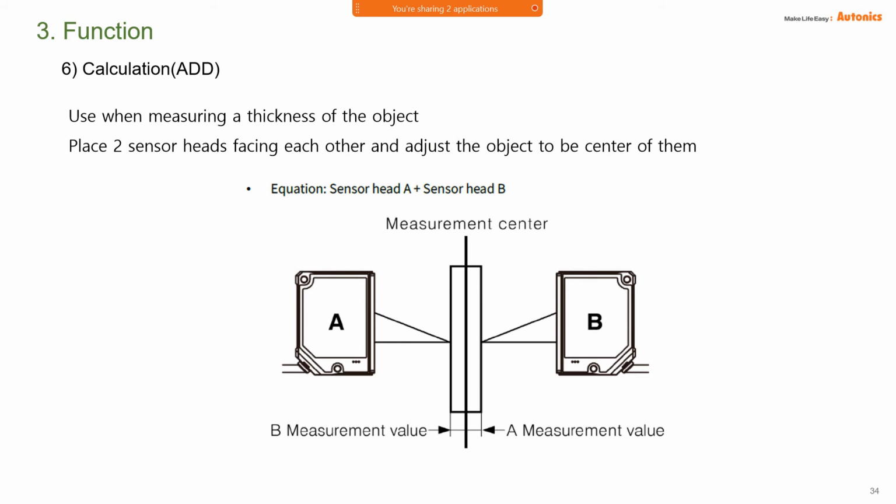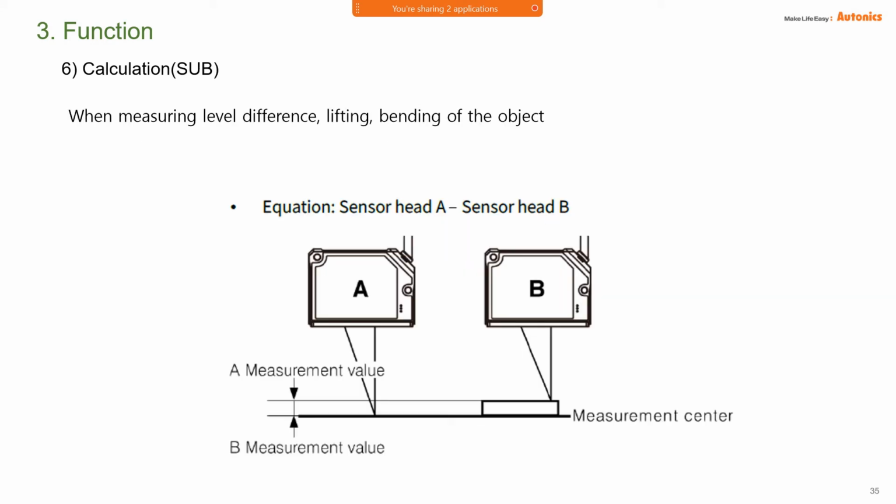Okay, for the function also have a calculation, add calculation. This one is to measure the thickness of the object. So you need to place like this, the object in the middle, and then place two sensors facing each other and adjust the object to the center of them, and then you apply the add function. Also have a calculation for subtraction. When measuring level difference, lifting, bending of the object, you can apply the calculation subtraction. This one is sensor A and sensor B to measure the level difference between A and B.